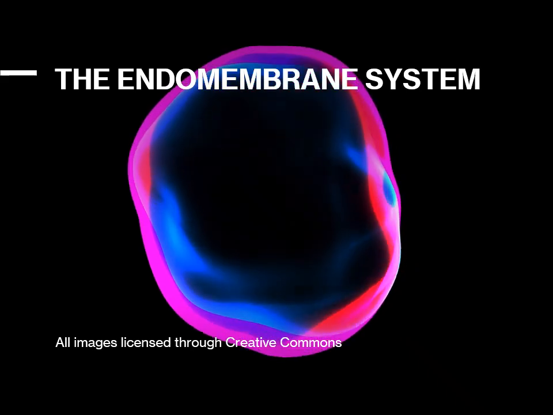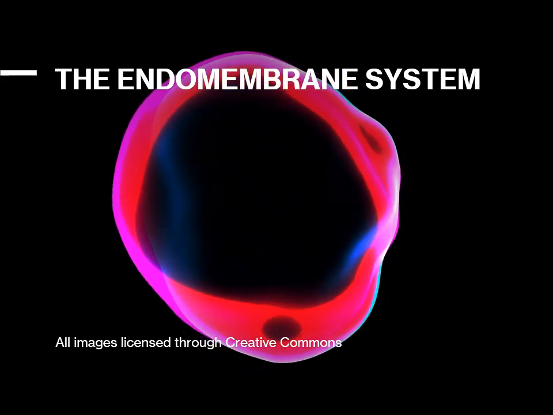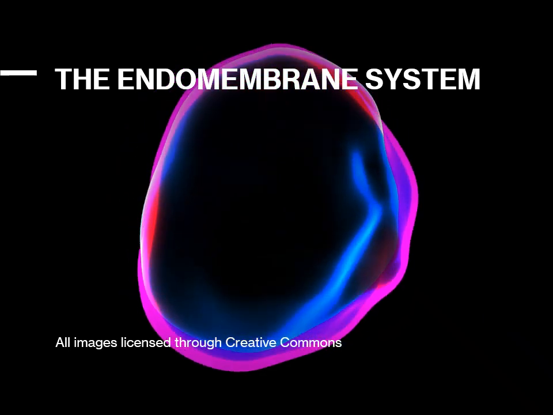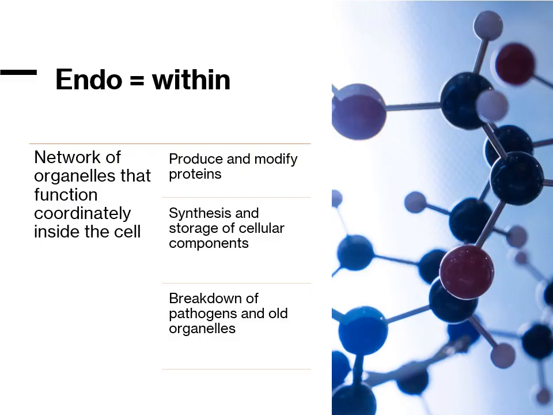Hi everyone. In this video, we're going to look at the components of the endomembrane system and how they function together in eukaryotic cells. The term endo refers to within. So when we talk about the endomembrane system, we're talking about a network of membrane-bound structures that function together inside a cell. The endomembrane system has multiple functions, including the production and modification of proteins, synthesis and storage of cellular components, and the breakdown of pathogens or old and worn-out organelles.